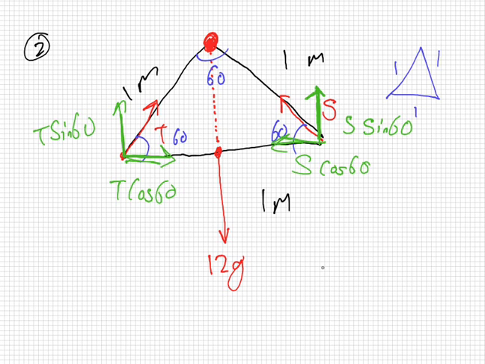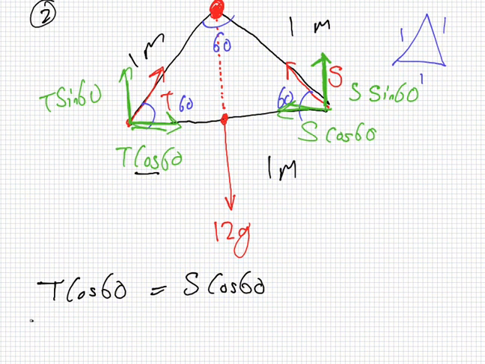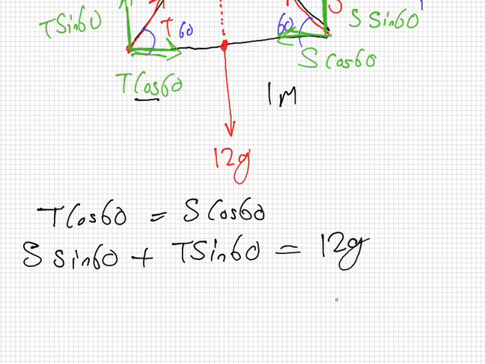Okay, so Karar, can you tell me the first equation when you say the forces to the left equal the forces to the right? T cos 60 equals S cos 60. Good, okay. And then Yemi, can you give me the equation for the ups and the downs? S sine 60 plus T sine 60 equals 12g. Yeah. Did you get something like this?